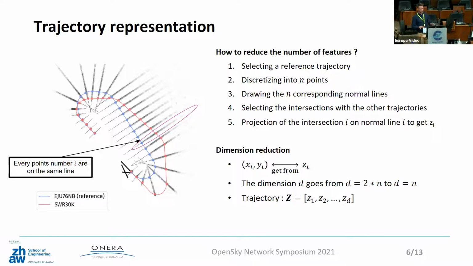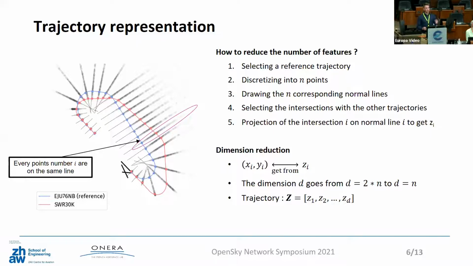So we do it this way. We select a reference trajectory here in blue, and we discretize it into the desired number of points. So here we selected 30 points. And we draw in each of those points the normal lines to this trajectory, so the perpendicular lines. And we discretize the other trajectories by selecting the intersection between those lines and the trajectories.